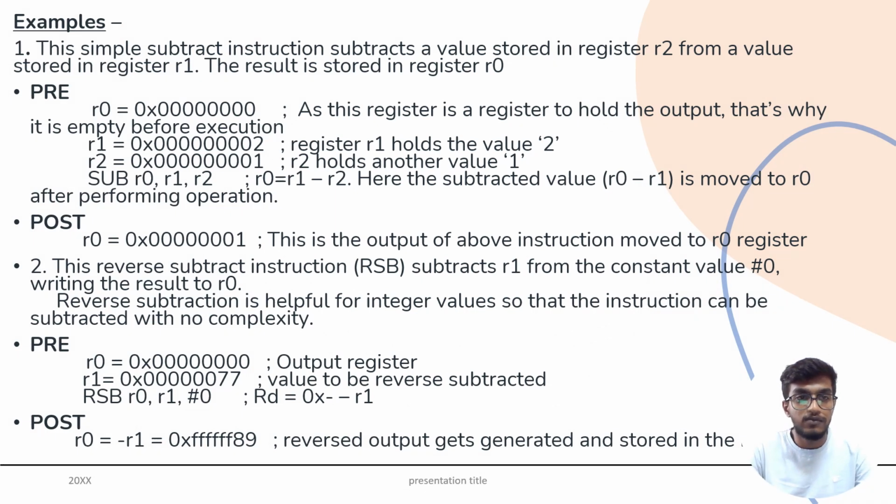This is the example for the arithmetic instruction. The simple subtract instruction subtracts the value stored in register R2 from the value stored in register R1. The result is stored in R0. In pre, R0 is 0 before execution, R1 is equal to 2, R2 is equal to 1. By SUB, subtracting R2 from R1, in post R0 is equal to 1. This is the output of the instruction moved into the R0 register.